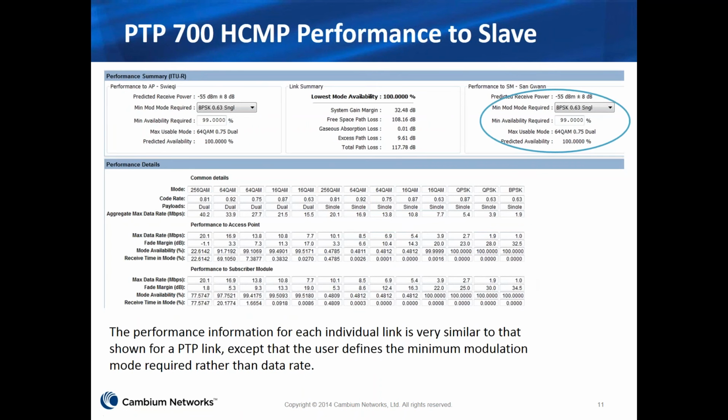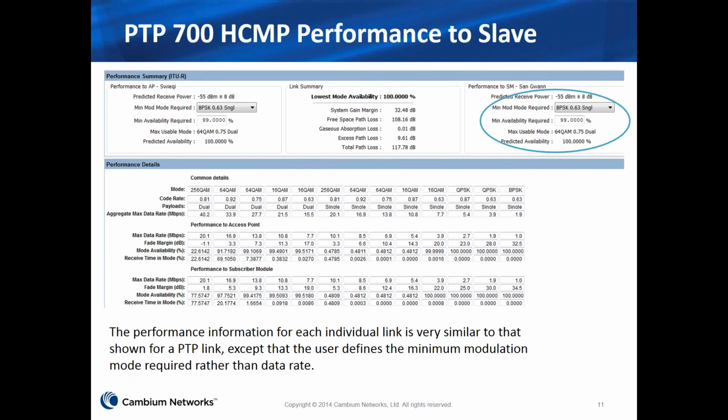When you're on the subscriber module page, you can see the performance of the link between the master and that slave. It's very similar to the way we show it on an individual PTP link. The main difference is that in the performance summary, the user sets the minimum modulation mode that's required for the link rather than the data rate. The predicted availability then shown for that link is the availability of that min mod mode required.